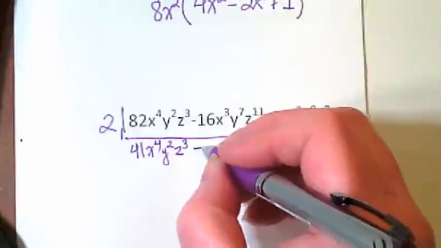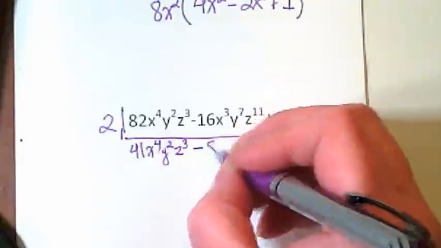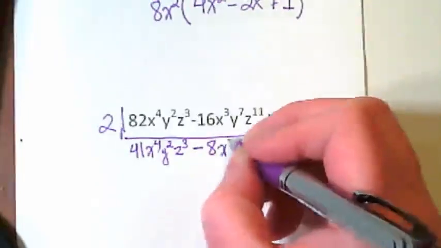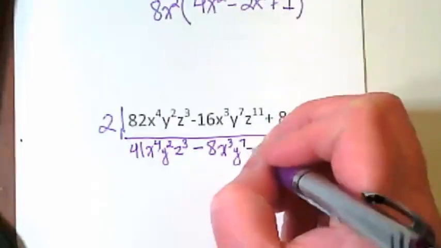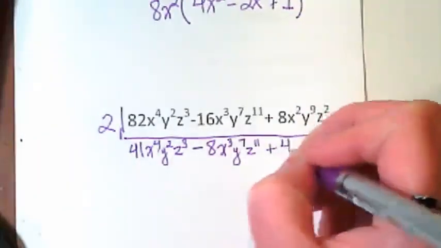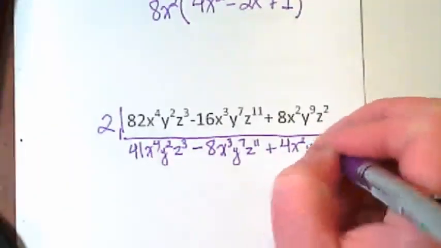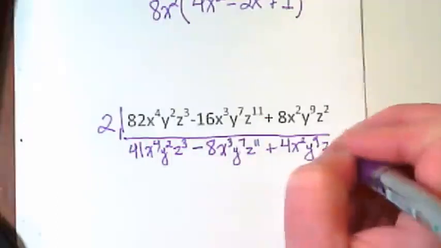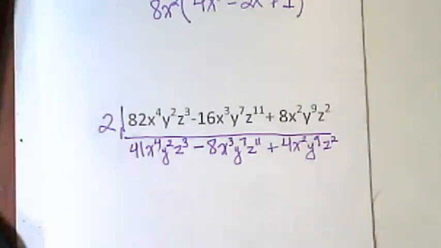I think I also like to go with the number, the coefficient first, because as I go through and I have to rewrite all these things, I start to see how many x's, how many y's, how many z's, and you start to get an idea of what is the GCF of each of those. My next term, 16, is going to be 8, but there's a negative in front, so make sure you're bringing that down.